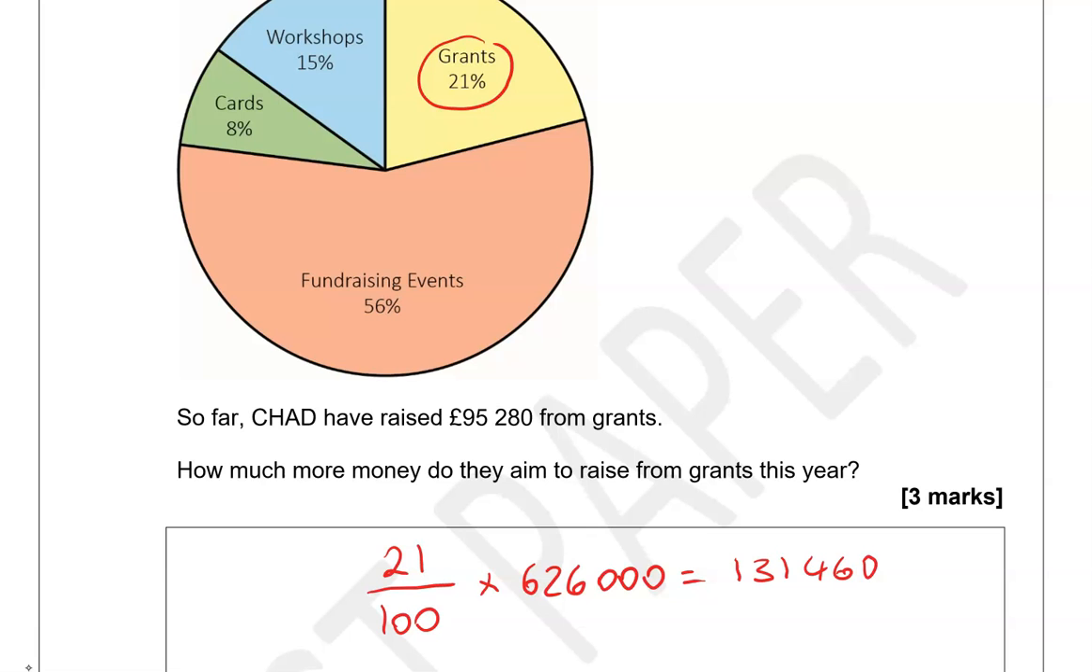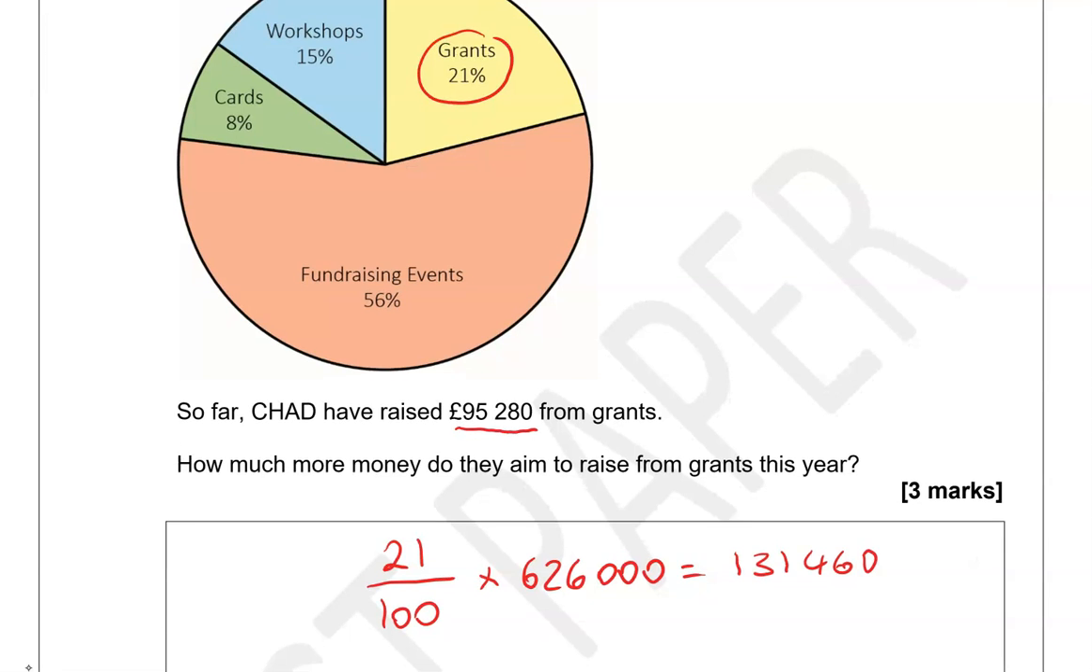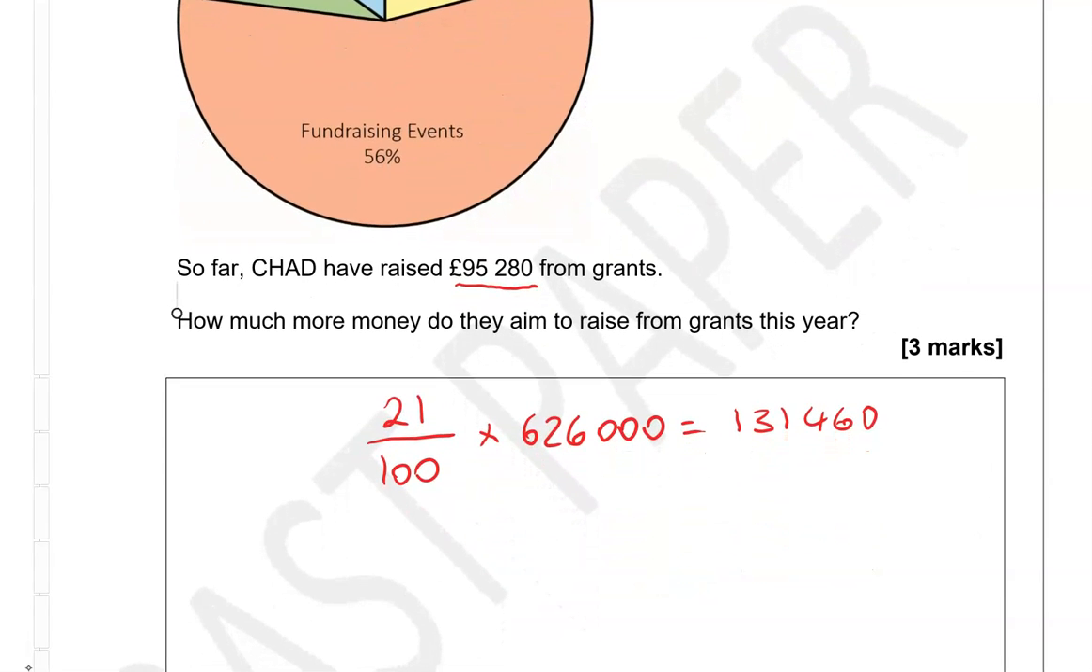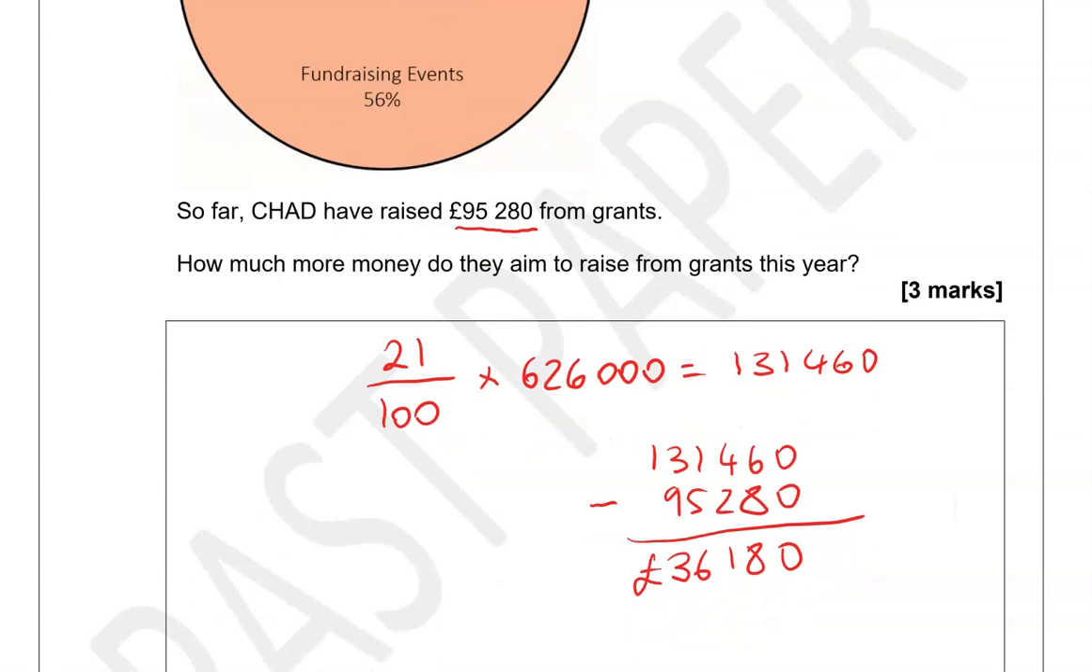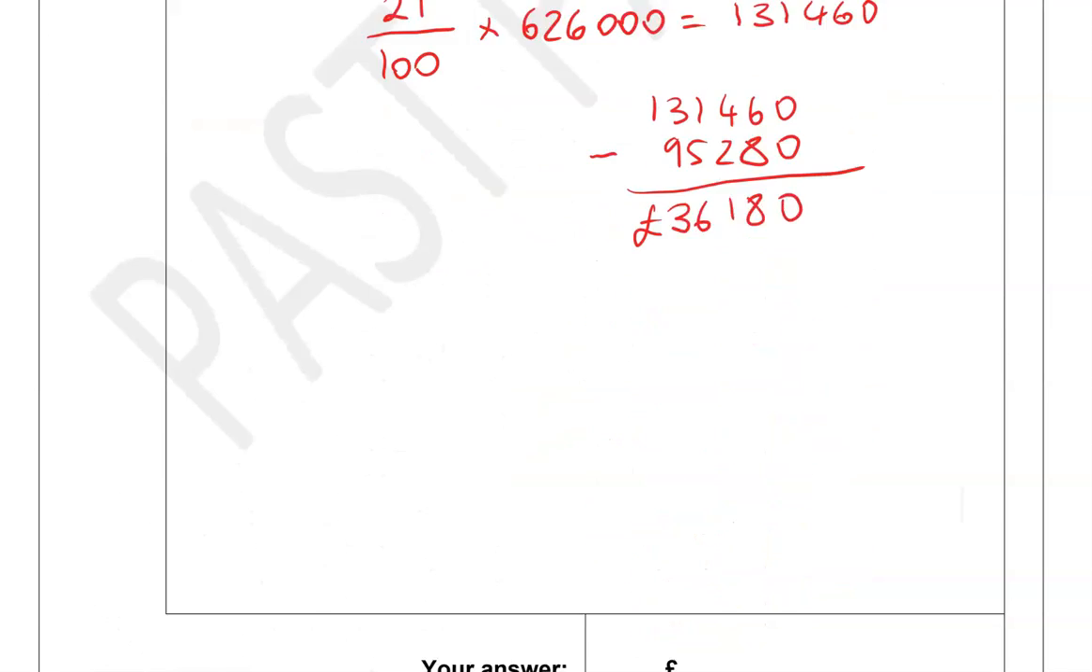They have already raised 95,280. So we're going to take that away from 131,460 pounds. And that gives us 36,180 pounds being the difference. So that's how much more money they aim to raise from grants this year.